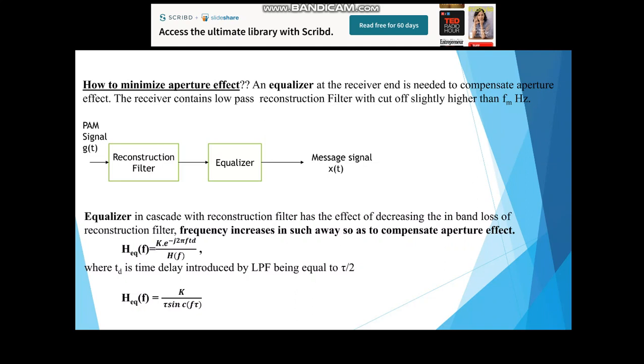How to minimize aperture effect? An equalizer at the receiver end is needed to compensate for the aperture effect. The receiver contains a low pass reconstruction filter with cutoff slightly higher than fm Hz. Reconstruction filter, equalizer, message signal. The equalizer in cascade with the reconstruction filter has the effect of decreasing the in-band loss of the reconstruction filter as frequency increases, in such a way as to compensate for the aperture effect.